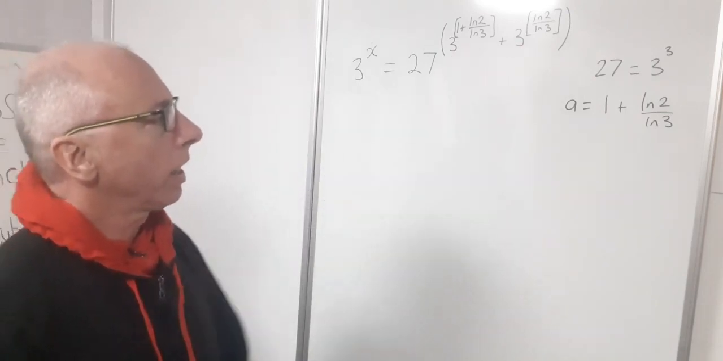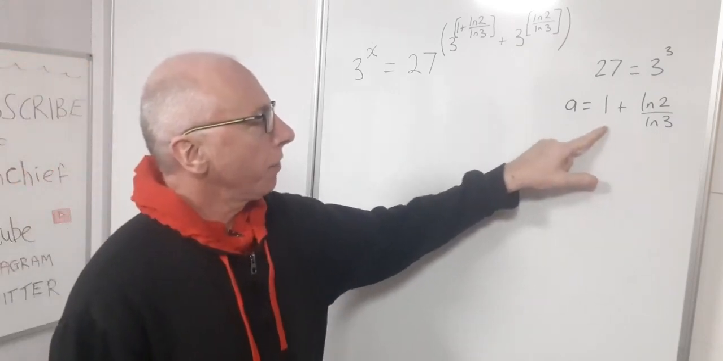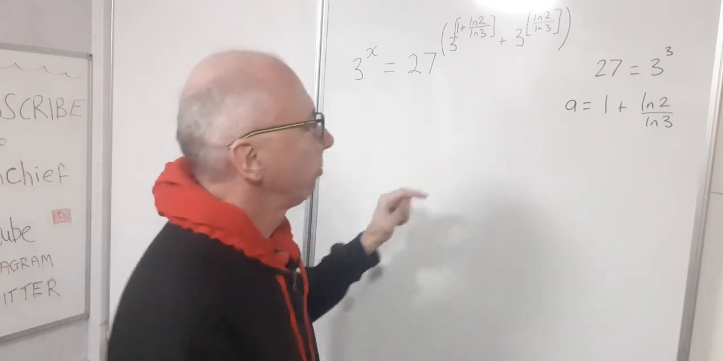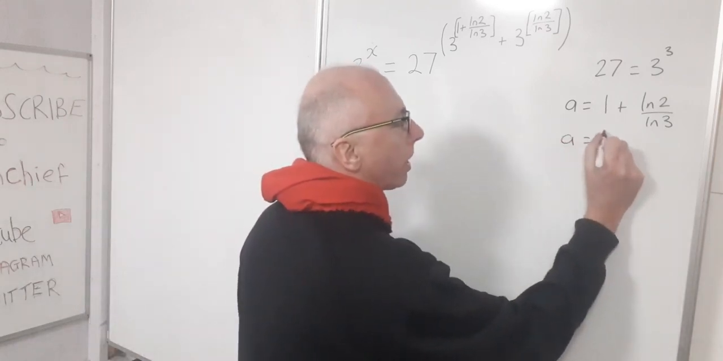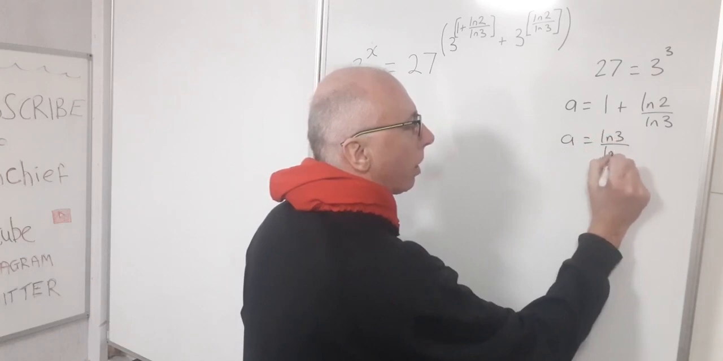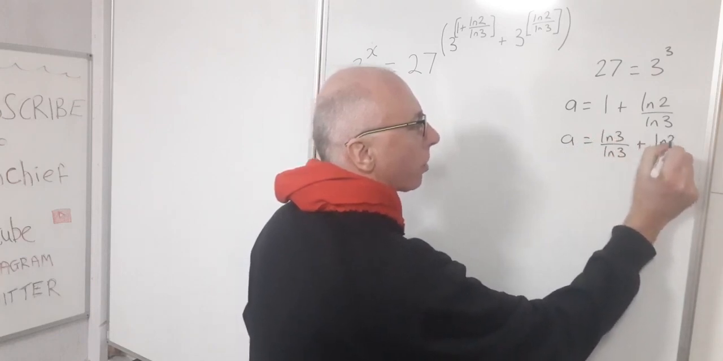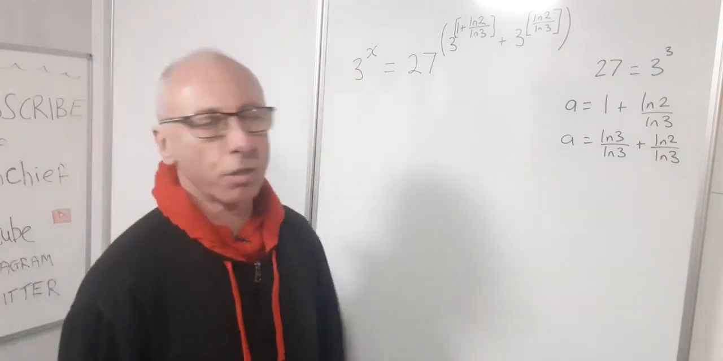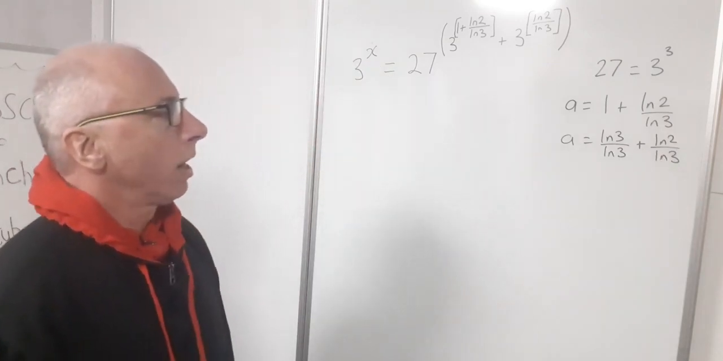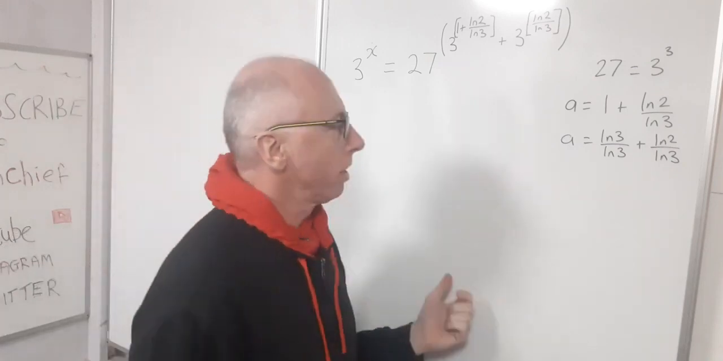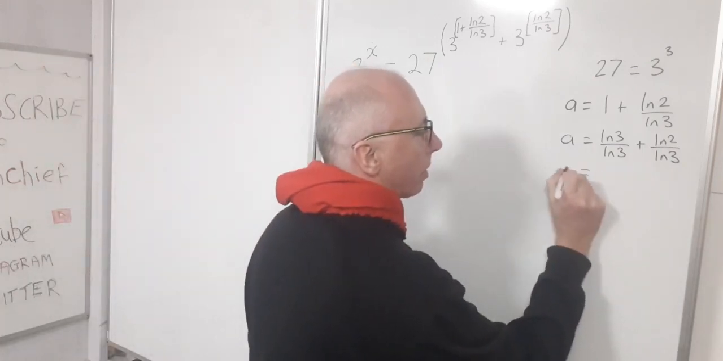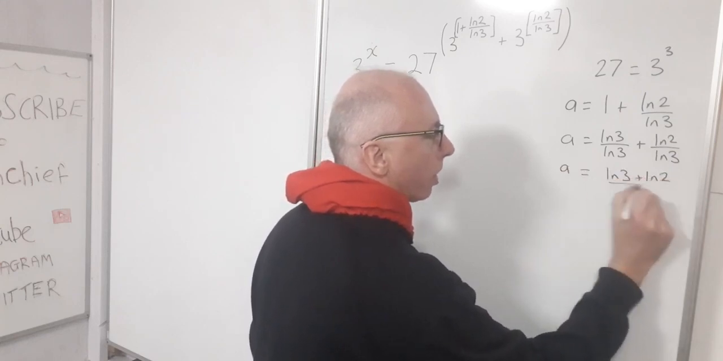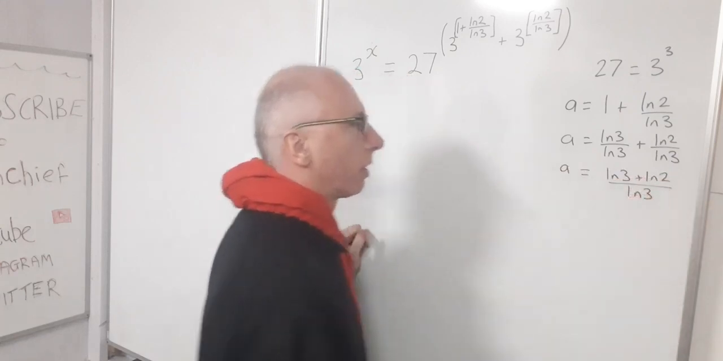Right, so if this one here, I could just rewrite that as log 3 over log 3. So let's just do that. So a equals log 3 over log 3 plus log 2 over log 3. So this is all natural logarithm, ln of course. Okay, so now I've got a common denominator, so now I can link these up. So my a is now log 3 plus log 2 over log 3.